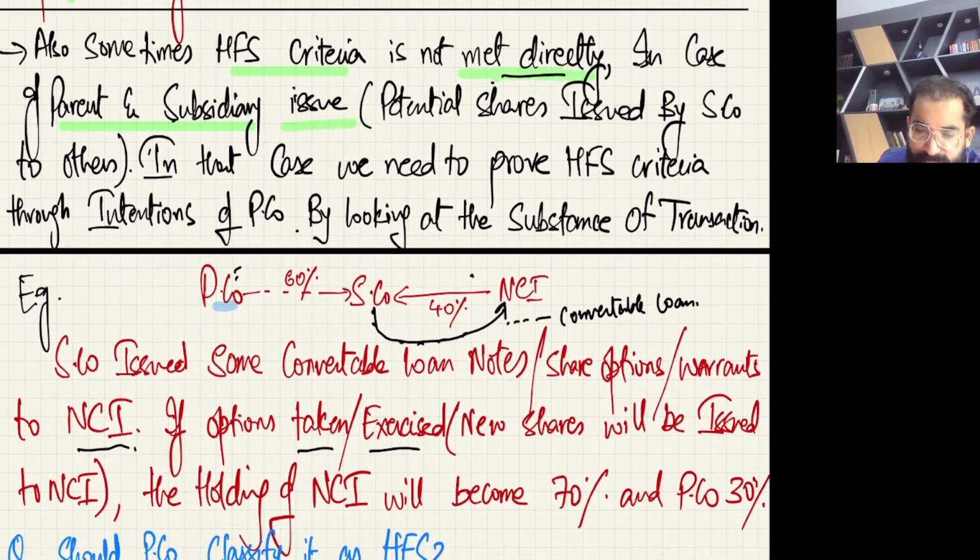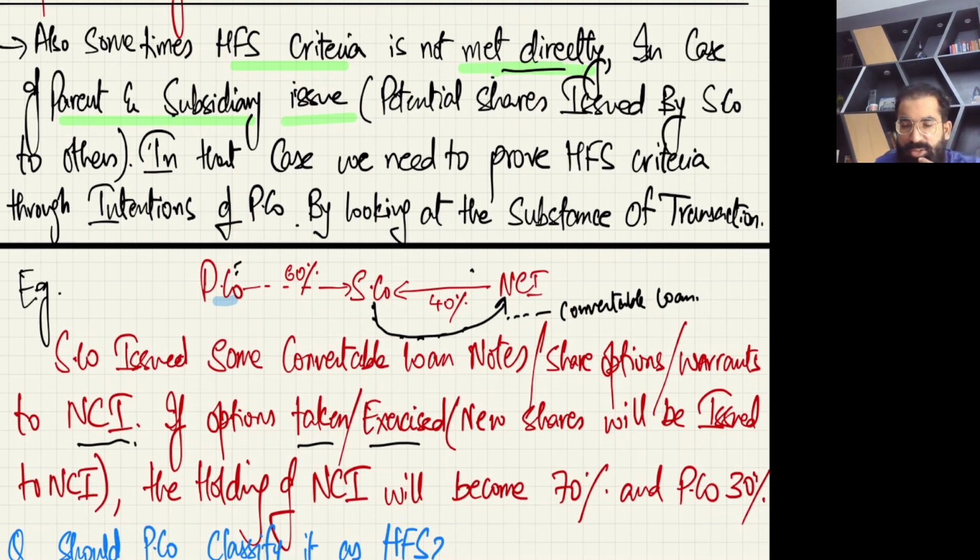Now wait. Let me tell you this story. This story also came in one of the past papers. I'm sure you will understand it. See, first of all, right now, parent company owns 60% shares in S company and NCI owns 40%. Can you see the right now picture? Yes, this is correct.